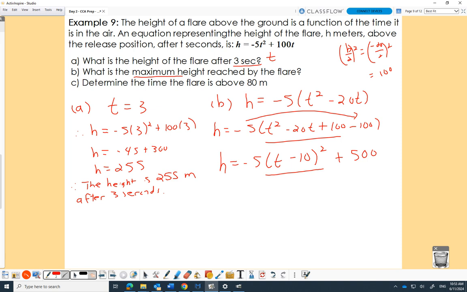Yeah, there's the vertex. It is 10 comma 500, and from that can you then get the max height? Yeah. Therefore, the max height is 500 miles. Meters. The max height is 500 pounds.